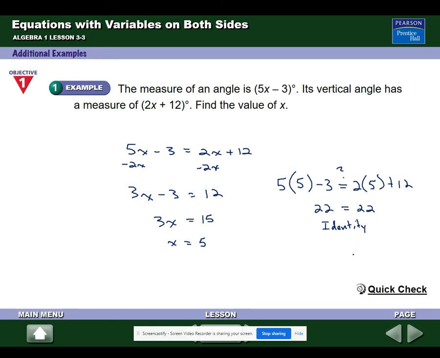Not a year goes by where I don't have somebody go, identity. If you write identity after a check, you fundamentally misunderstand what an identity is. This isn't an identity. This is x equals 5. You checked x equals 5, and it turns out that it works. So yes, you get the same thing. It's not identity. Identity is when you're actually working out the equation, trying to solve it, and you get a true statement. You hope that you're going to get a true statement when you check something. This is not an identity.